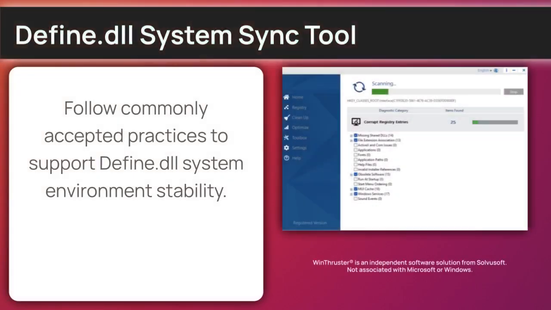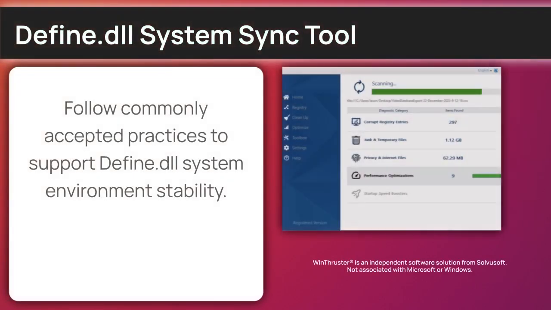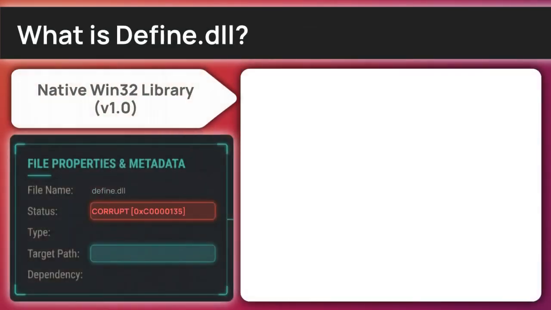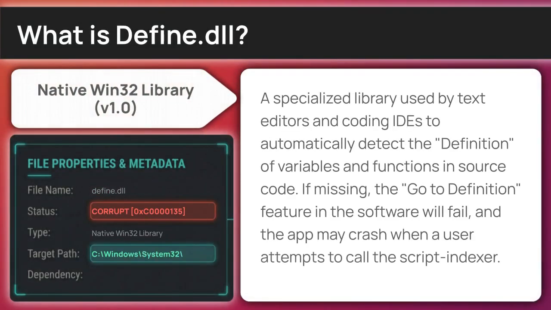To start our troubleshooting for Define Library, you can follow my manual steps or use a utility for a clean environment review. This is the Define Library, a specialized library used by text editors and coding IDEs to automatically detect the definition of variables and functions in source code. If missing, the Go to Definition feature in the software will fail, and the app may crash when a user attempts to call the script indexer.